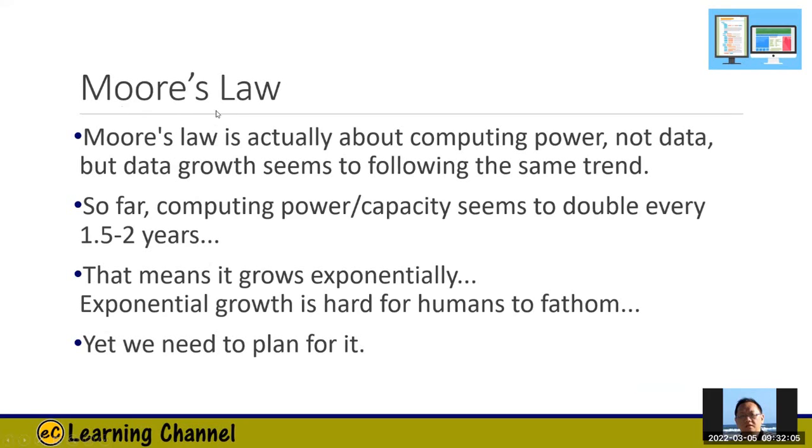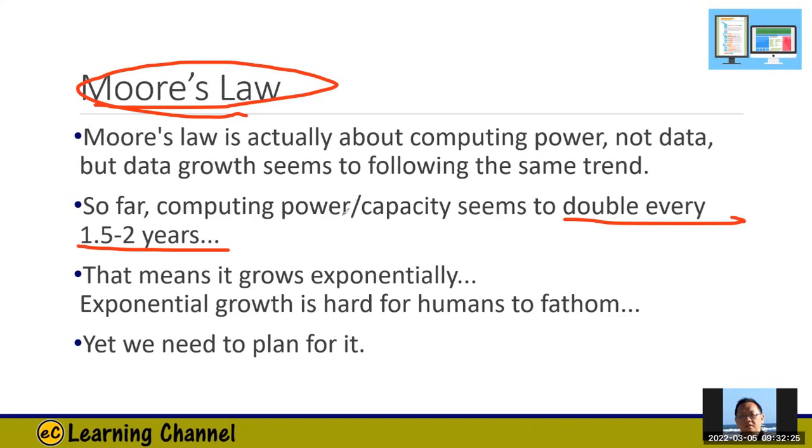Gordon Moore is a person in Intel. He said that every 2 years, the computing power and capacity double. So this Moore's law you must learn. You must know about this Moore's law. Double every 2 years. So what does this mean?